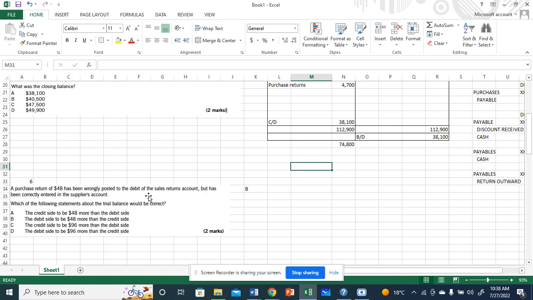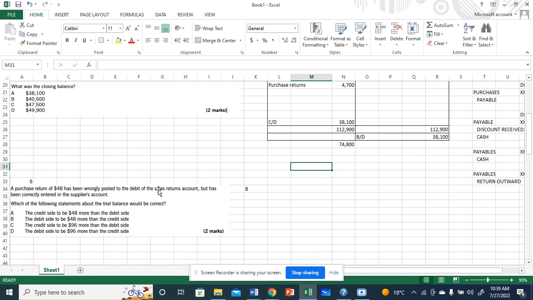Okay. Here, what has happened is we've debited the wrong account. And this is a one-sided error. One-sided errors will always affect the trial balance. So here, this sales returns account is a contra revenue account, meaning it increases with debit. Revenue accounts increase with credit, but this one increases with debit.